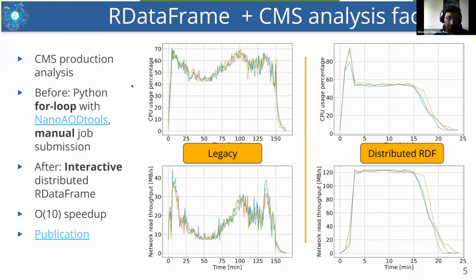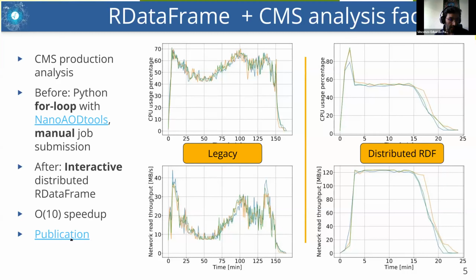employs Python for loops with the Nano AOD tools module and manual job submission to HT Condor, moving this to the new interface given by RDataFrame with the distributed layer on top to interactively submit the jobs to the Condor pools via Dask. In this case, the Condor pools were part of some tier 2 facilities of the WLCG.